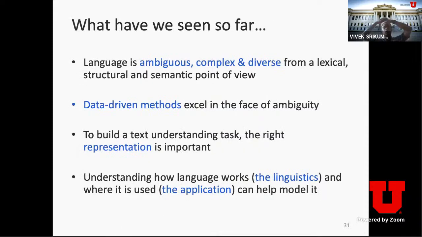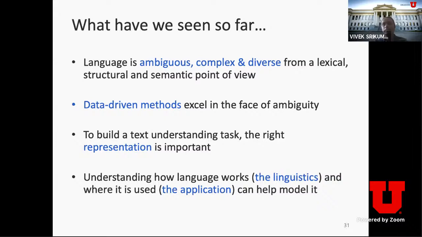Now, what we have seen so far is that language can be rather ambiguous, can be complex, can be diverse, and these kinds of complexities can manifest themselves in many different ways. It can be lexical, it can be structural, it can be semantic.